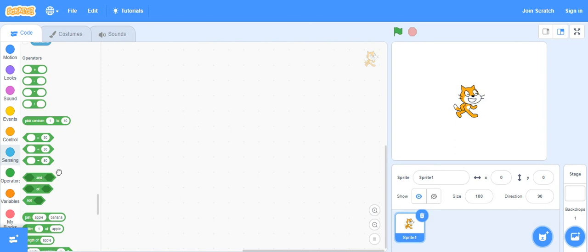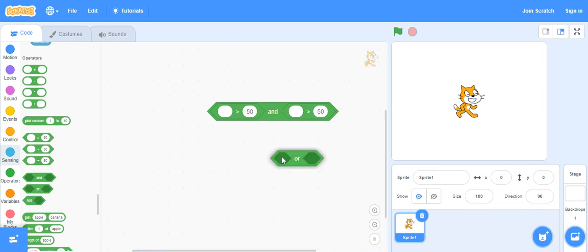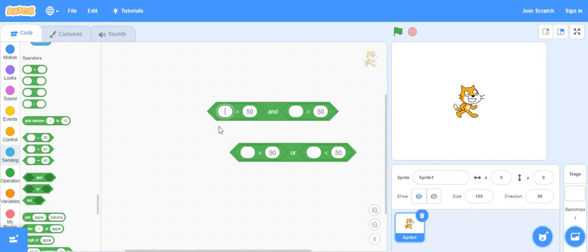Now let's see how we can compare four numbers and get the answer. There are mainly two blocks used for this purpose: the OR block and the AND block. Okay, now this is the greater than block.